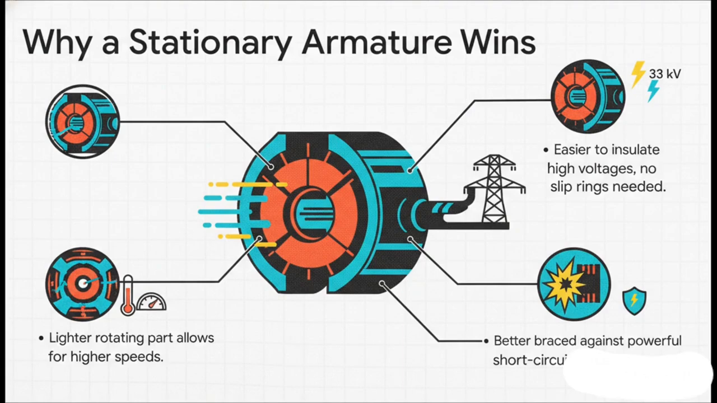And let me tell you, this design is a total game changer for so many reasons. Because the high-power wires are stationary, it's way easier to insulate them for ridiculously high voltages. We're talking up to 33,000 volts. Plus, you can connect them directly to the power grid without needing these complex, clunky parts like slip rings that wear out. And maybe best of all, since the part that's spinning is lighter, you can spin it a whole lot faster, which means more power, more efficiently. It just wins on every level.